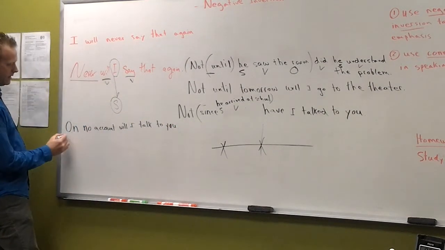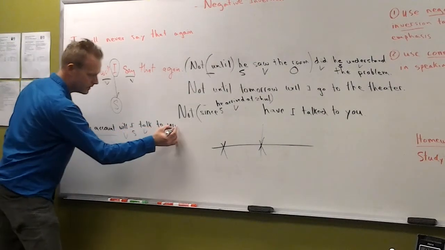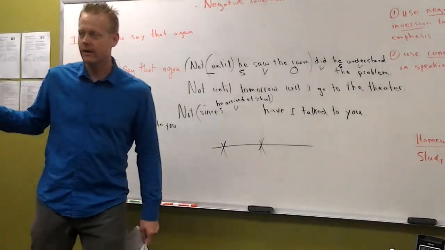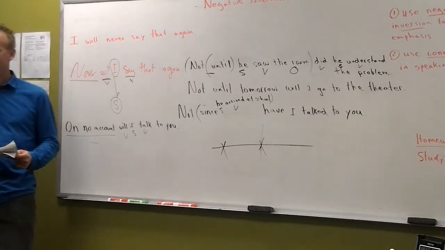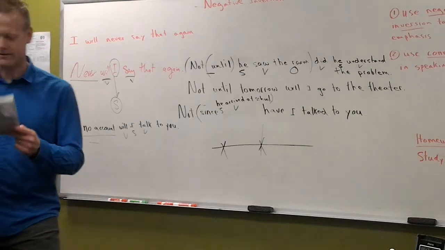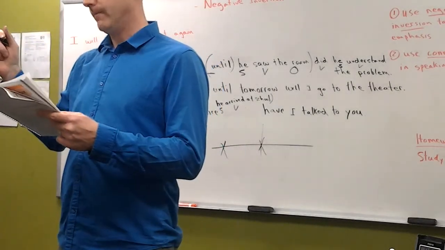So, again, there's your negative: verb, subject, verb. All right? Everybody okay? Once you get it, I don't think it's too bad. It's not too hard, I don't think. How about "under no circumstances"? Under no circumstances will I talk to you. Ever. All right. Now, let's jump over to implied negation.